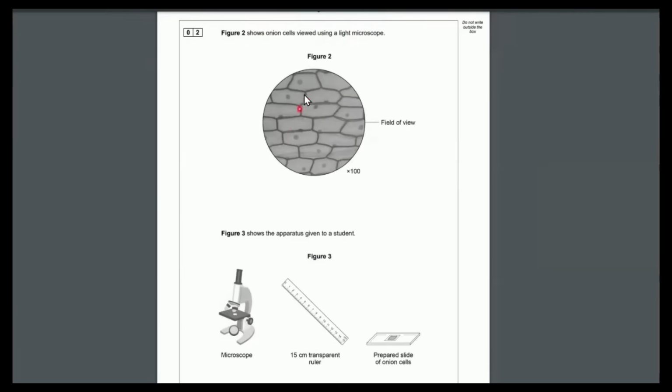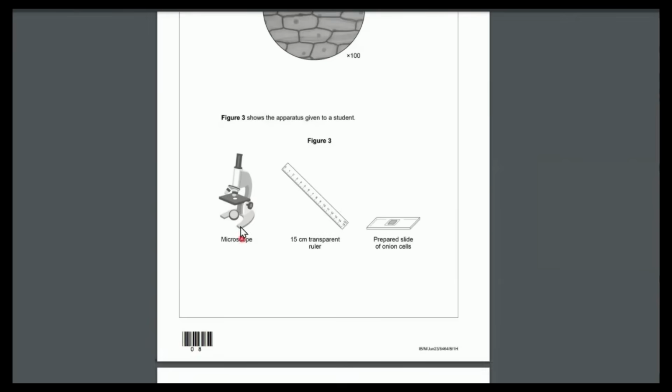Question two. Figure 2 shows onion cells viewed using a light microscope. We've got a field of view here in this circle, times 100 magnification. Figure 3 shows the apparatus given to a student: a microscope, a 15 centimeter ruler, and a prepared slide with onion cells on. That means it's got the cover slip on the glass slide and a little drop of water in there.